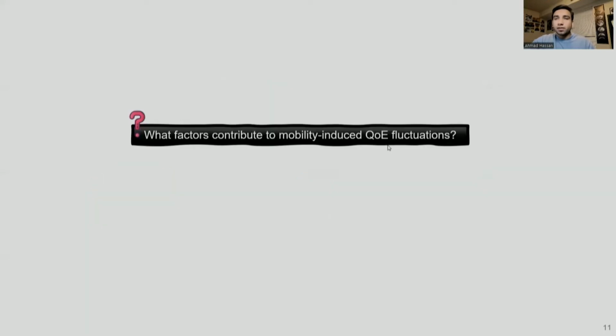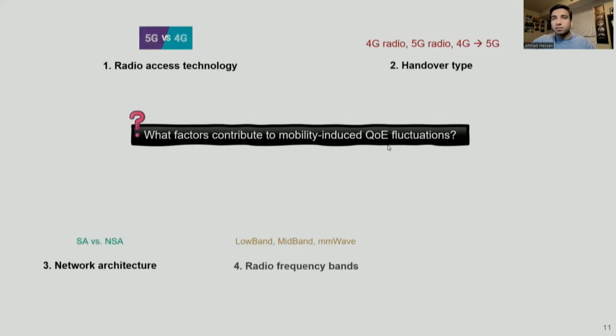So first, we identify the factors that contribute to the mobility-induced QoE fluctuations. We did a series of experiments and found that radio access technology, handover type, network architecture, radio frequency bands, and 5G deployment mode are the factors that determine the severity of performance loss due to mobility.